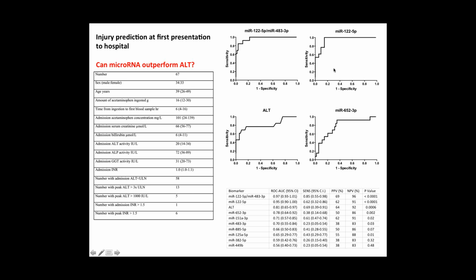However, if we look at microRNA 122, and particularly when it's in combination with another microRNA, we see that it's nearly perfect, substantially better than ALT. So at first presentation to hospital, our microRNA signatures can tell you who's going to get injury and who's not. This has the potential to cause a big change to the way this disease is managed. It allows us to stratify patients and target treatment, and it allows us to send home well patients and not miss patients.